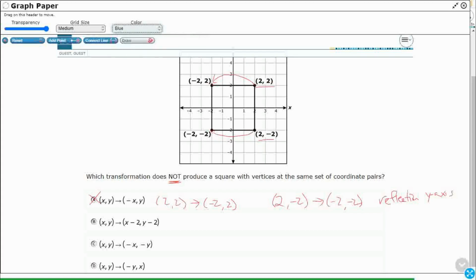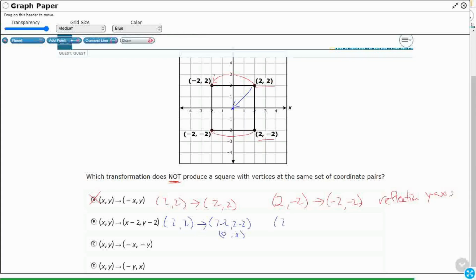All right, so let's check our B here. So let's take our original point, 2, 2, and then I'm going to call it 2 minus 2, and then 2 minus 2. So really that's just going to end up being 0, 0. So that's shifting down 2 and then over to the left 2. So that is definitely not the same vertex.